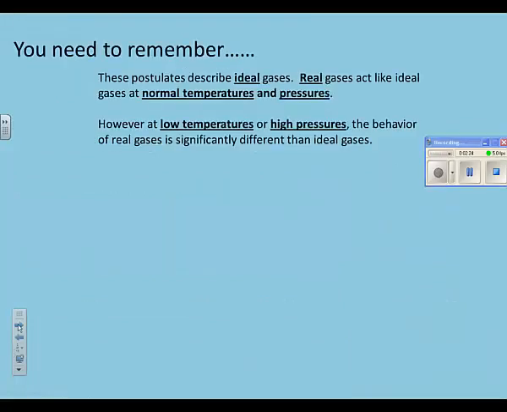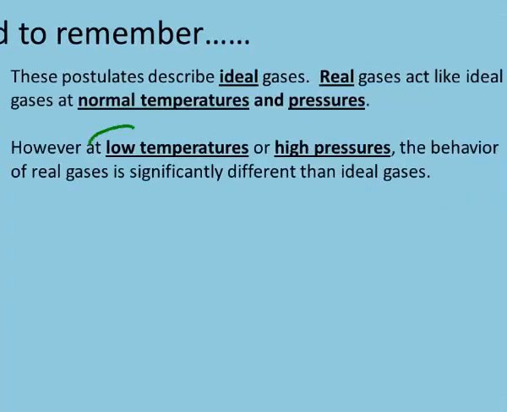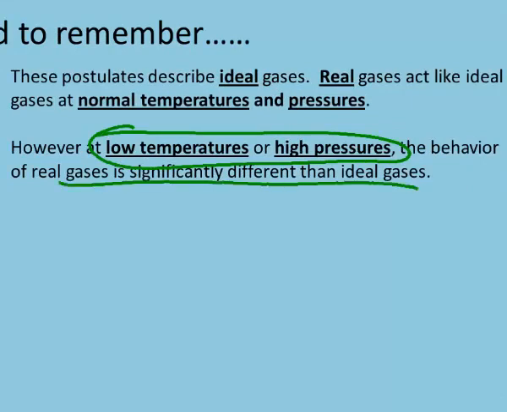So these things describe ideal gases. They react and do things exactly how we predict them. Real gases, like the ones you're actually going to deal with, are gases that act like ideal gases only at normal temperatures and pressures. This last statement is a big one. At low temperatures and high pressures, gases behave differently. So make sure you understand that low temps and high pressures, for reasons we'll explain in just a bit, significantly change the way gases react.